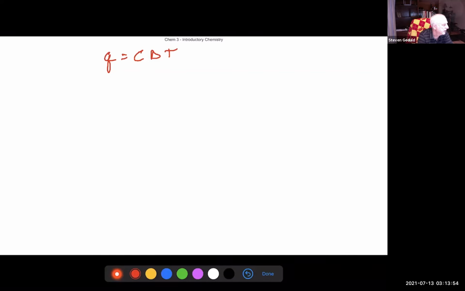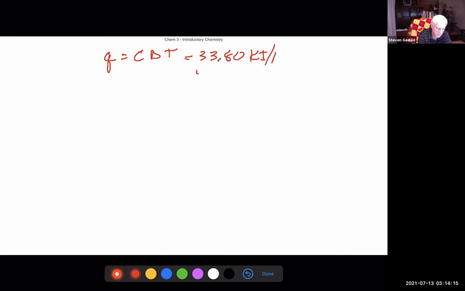Okay. So we know the heat capacity, and we know the change in temperature. So we know the Q value, how much heat was given off. Q is equal to our heat capacity, which is 33.8 kilojoules per Kelvin, and the change in temperature is going to be 2.73 degrees centigrade. That change in temperature is the same whether it's Kelvin or centigrade, because you're adding 273 to it both times. So it won't make any difference.